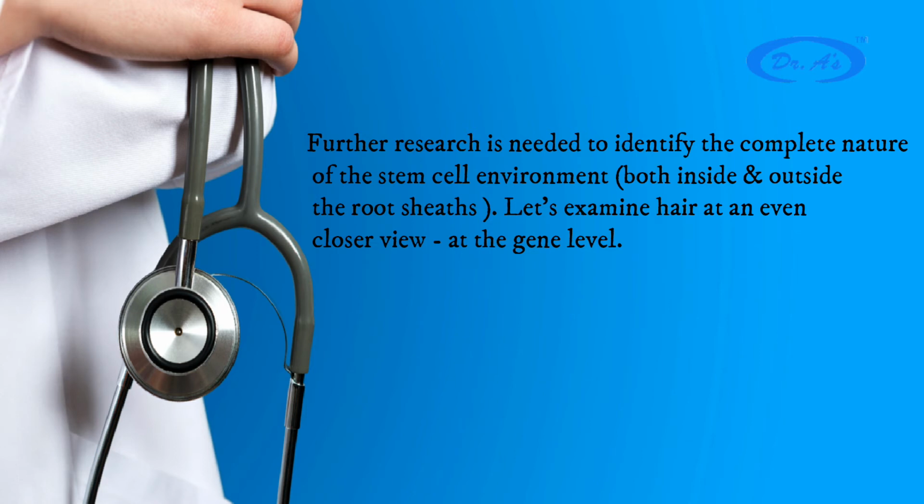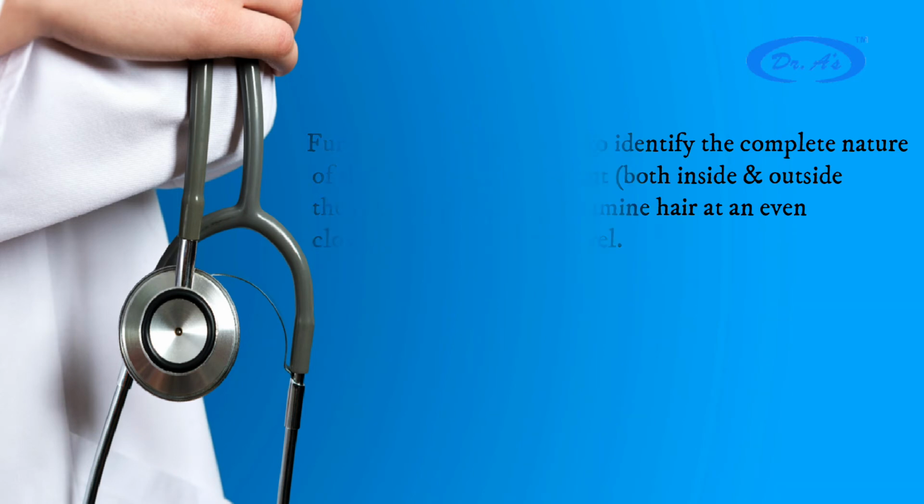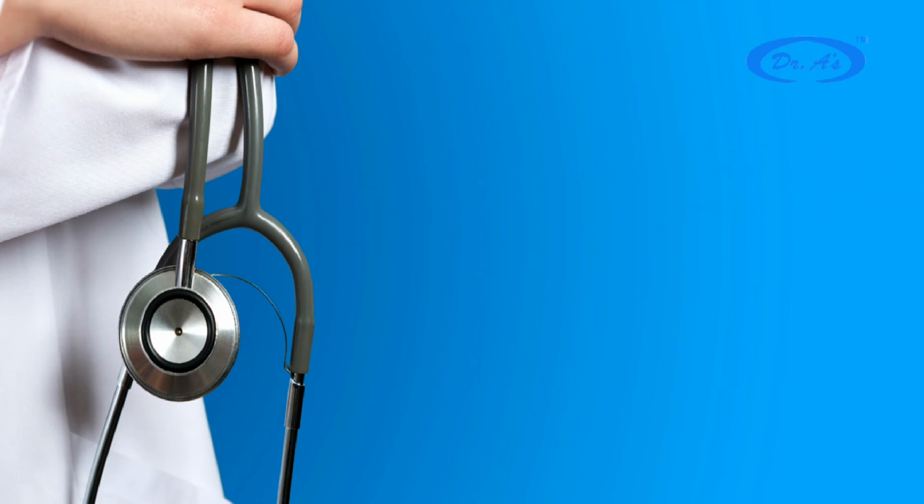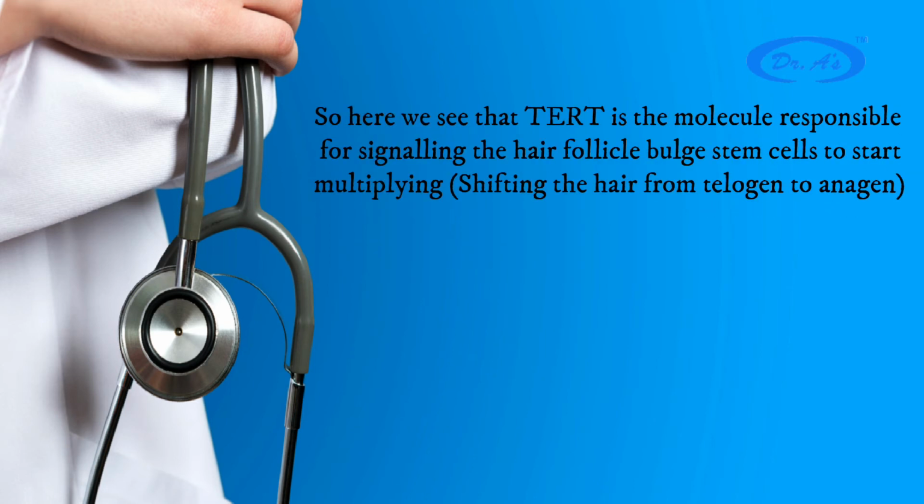sheaths. Now let's examine the hair at an even closer level, at the gene level. So TERT, telomerase reverse transcriptase. When it is present in the skin, it activates the resting hair follicle bulge stem cell. This triggers the stem cell multiplication, resulting in hair follicle growth. So here we see that TERT is the molecule responsible for signaling the hair follicle bulge stem cells to start multiplying, thereby shifting the hair from telogen to anagen.